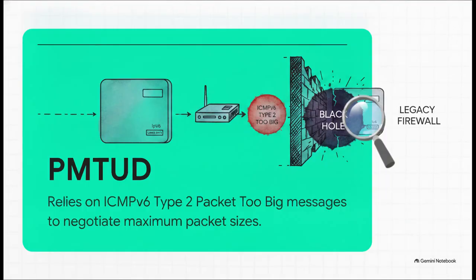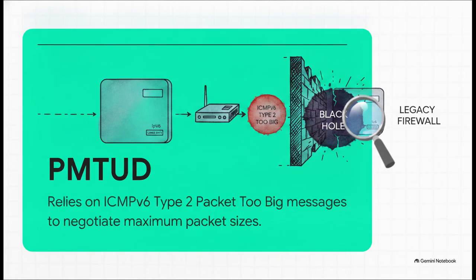So what's actually going on here? Well, PMTUD stands for Path MTU Discovery. When a host sends a large packet and it hits a router with a smaller maximum transmission unit limit, that router drops the packet. It's then supposed to generate an ICMPv6 Type 2 message basically saying, hey, packet too big. The sender gets that memo, shrinks the packet size, and tries again.